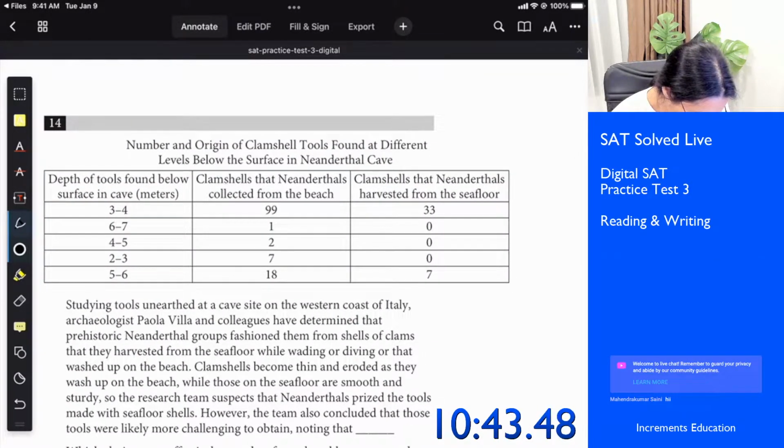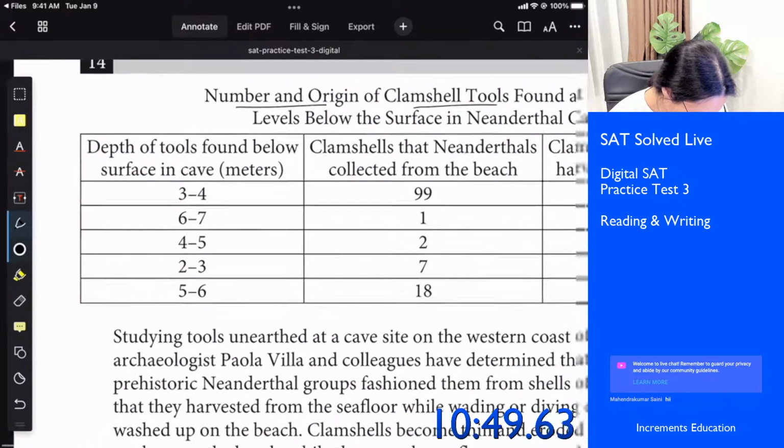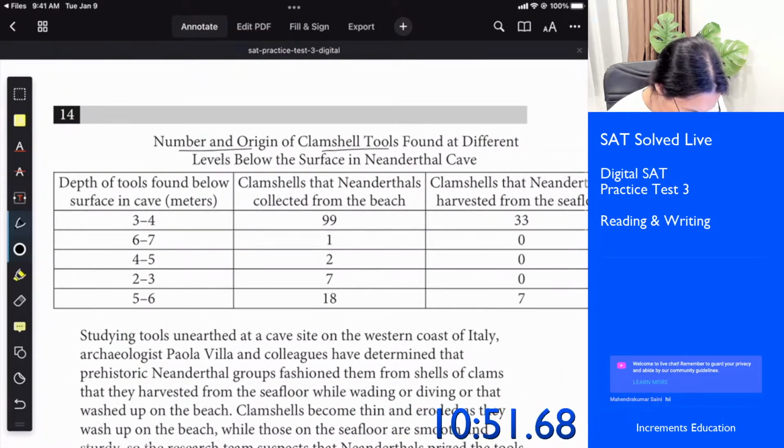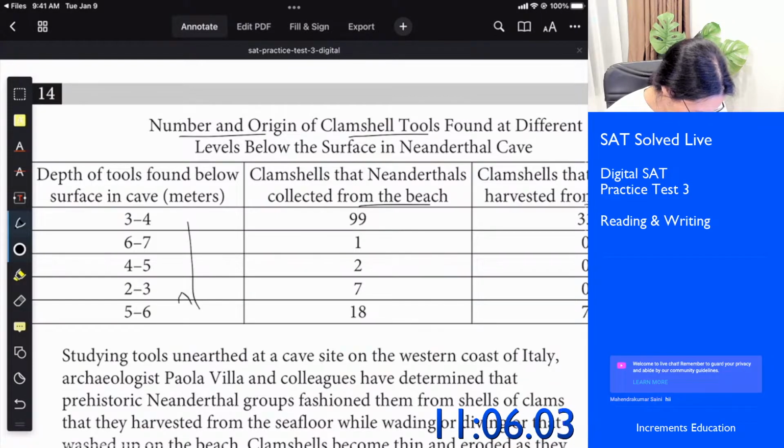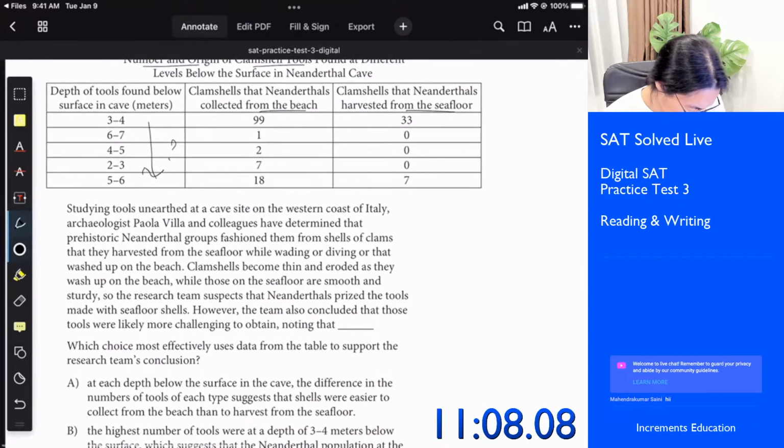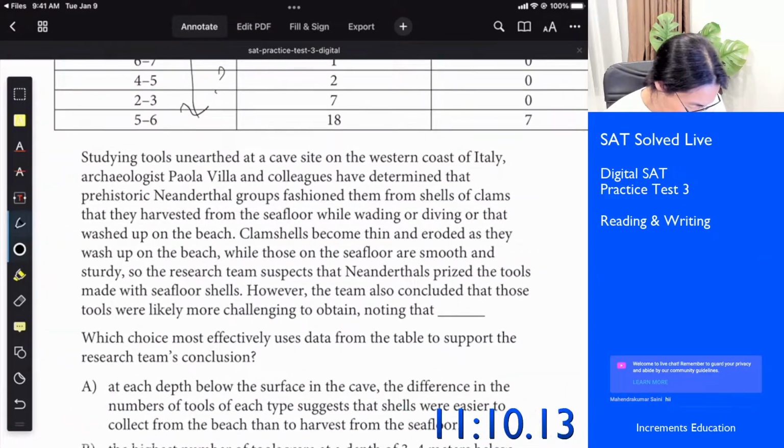Number and origin of clamshell tools. Number and origin, different levels. So this is the levels. Well, it's not in order. It's very confusing. And from the beach and from the seafloor, and the different levels. 3 to 4. What was that? Why is this written like this? It's so confusing. Okay.